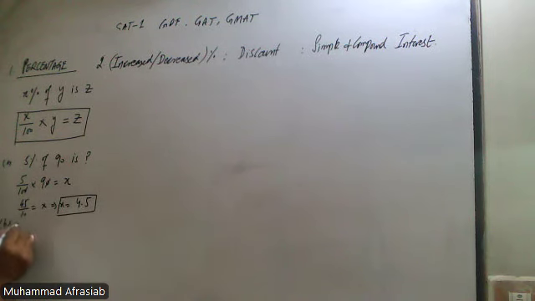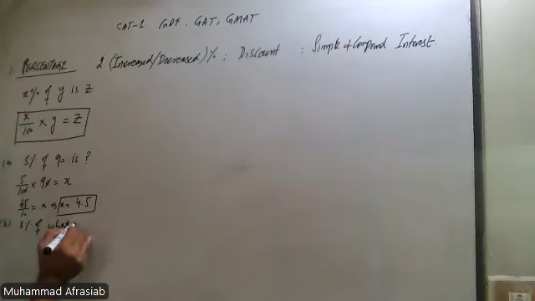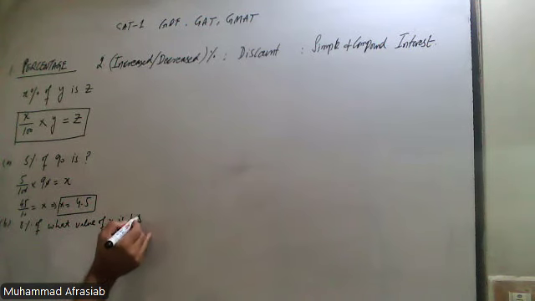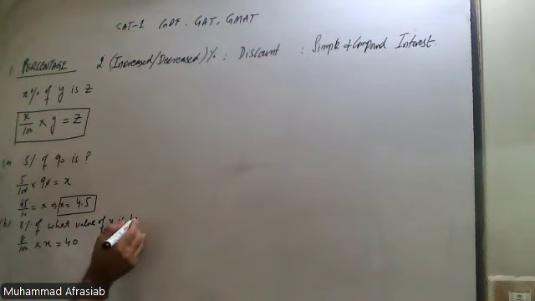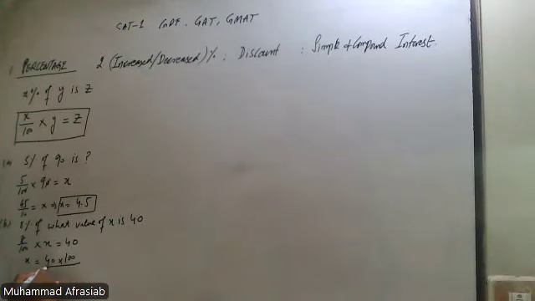B part: 8% of what value X is 45. For this, we can write 8 over 100 of X is equal to 45, or let's say, for this non-calculator paper, 40. So X will be equal to 40 into 100 over 8. That is equal to 500.